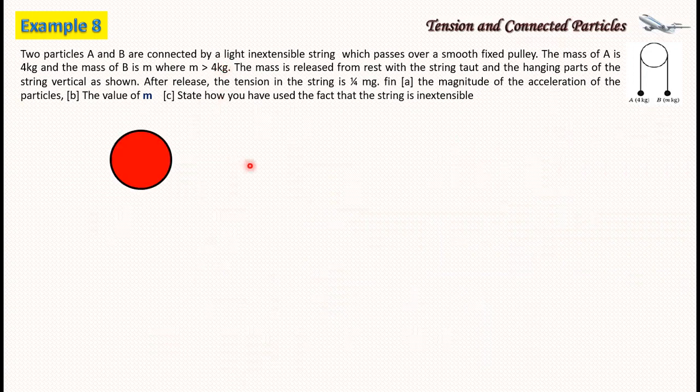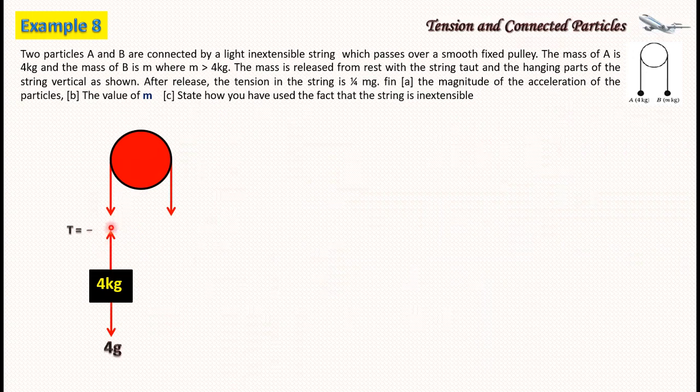So we start by resolving the forces on this pulley system. You have the mass of 4 kg. There's tension in it, and it has a weight of 4 times g, so 4g, and the tension is T. But they've given us the tension to be equal to 1/4 Mg. Then for the other mass B, which is greater than this 4 kg, it equally has a weight of Mg and the tension is T.